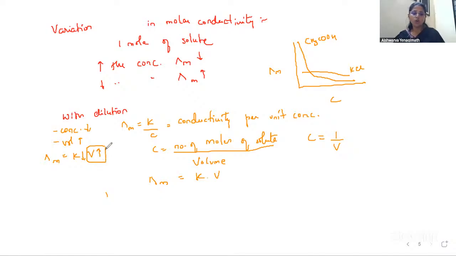So if volume is increasing, lambda m will increase. When does volume increase? When we dilute. So as dilution increases, molar conductivity increases.